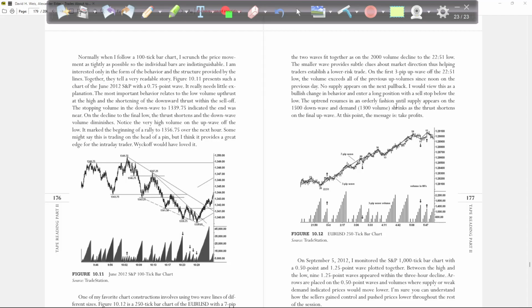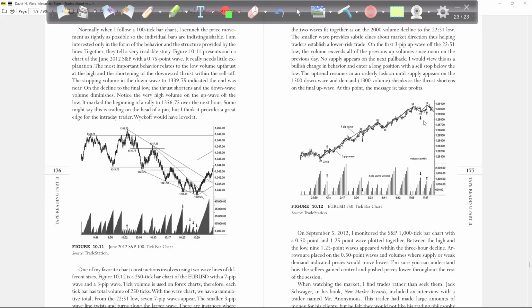The uptrend resumes in an orderly fashion until supply appears on the 1500 down wave and demand, 1300 wave volume, shrinks as the thrust shortens on the final up wave. At this point, the message is take profit.